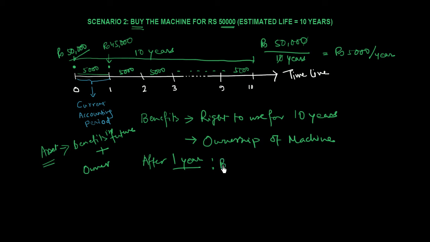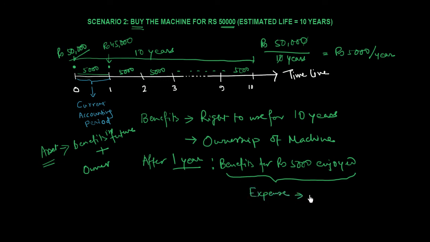So benefits for rupees 5,000 enjoyed. This will be treated as an expense for the current year, because the benefits you have enjoyed have expired in the current accounting period. So this cost of rupees 5,000 will be called an expense, and there is a name for it. In accounting language, it's called depreciation.